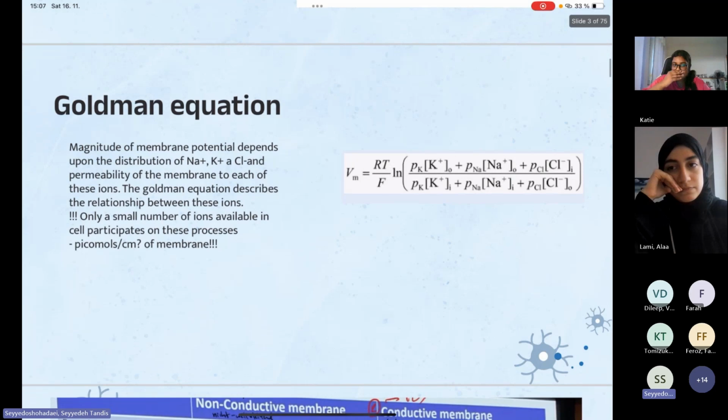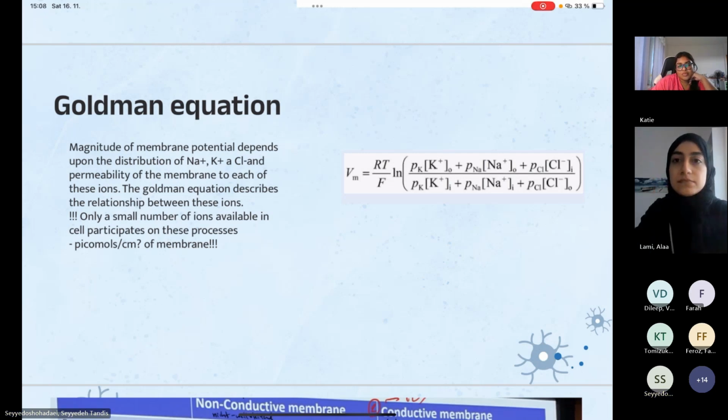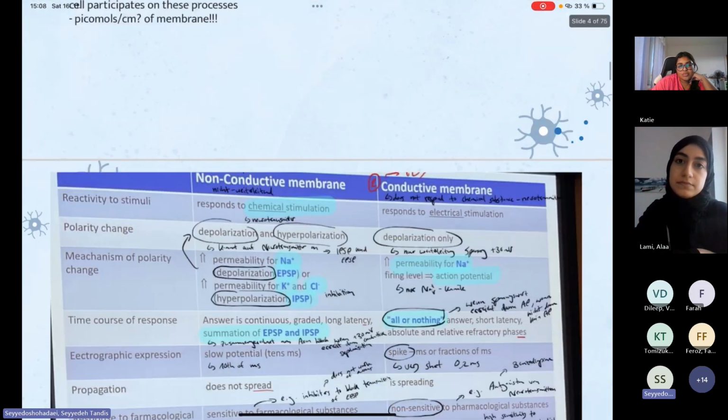And after that, we have the Goldman equation, which explains the magnitude of membrane potential upon the distribution of sodium, potassium, and chloride. So basically, you're calculating the concentration and how they are related and how they are maintaining the membrane potential.